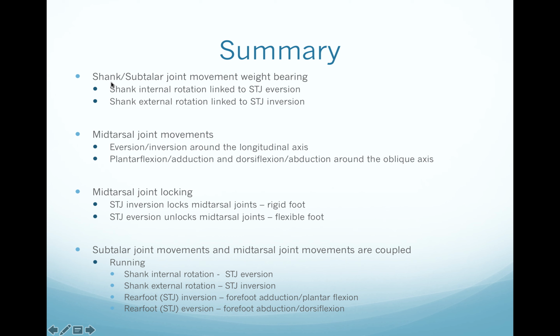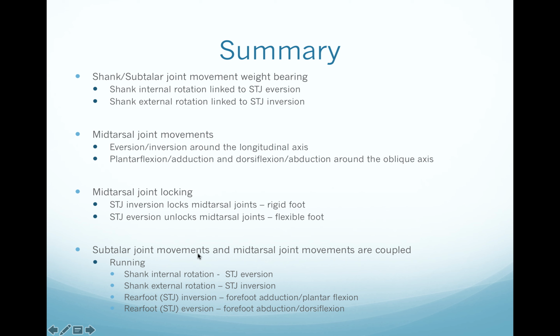So in summary, this data shows shank and subtalar joint movement during weight bearing. We know that the shank internal rotation is linked to subtalar joint eversion, and shank external rotation is linked to subtalar joint inversion. For midtarsal joint movements, there's two axes: eversion and inversion occurs around the longitudinal axis, plantar flexion with adduction, and dorsiflexion with abduction around the oblique axis. The midtarsal joint locking mechanism is that subtalar joint inversion locks the midtarsal joints and makes the foot more rigid. Subtalar joint eversion unlocks the midtarsal joint and makes it more flexible.